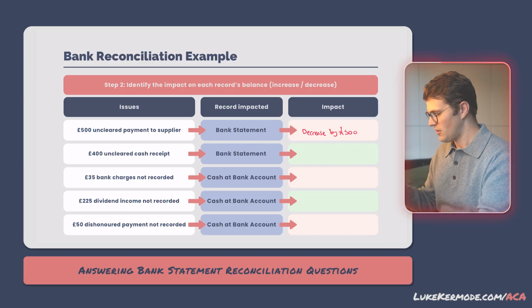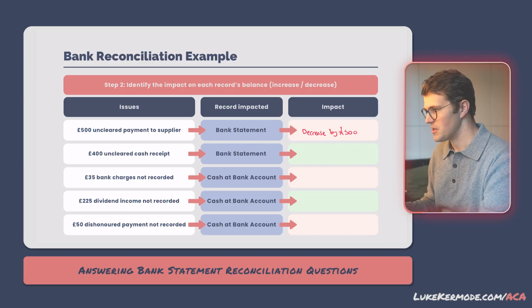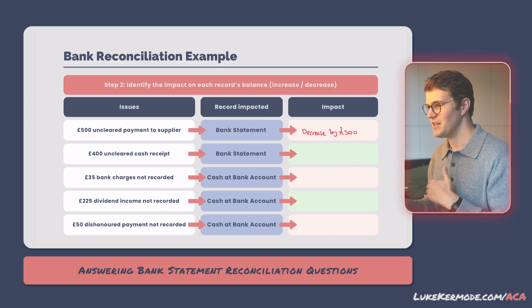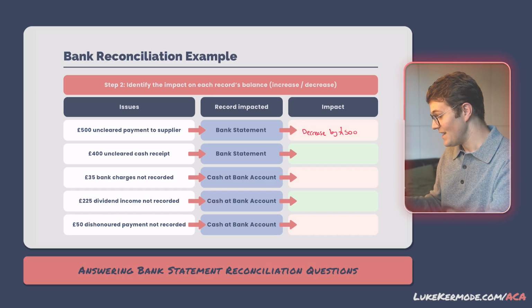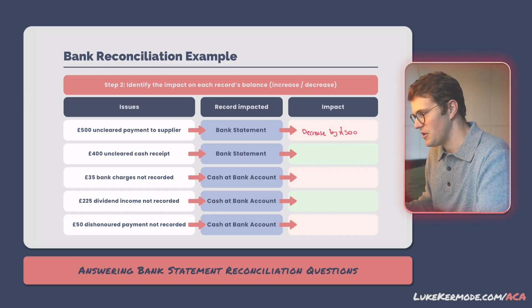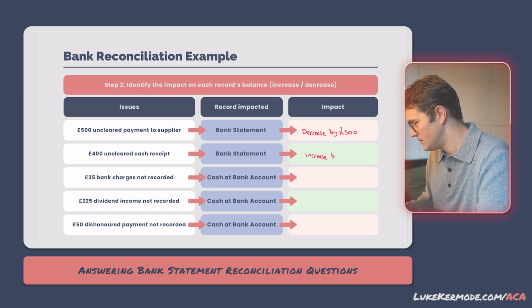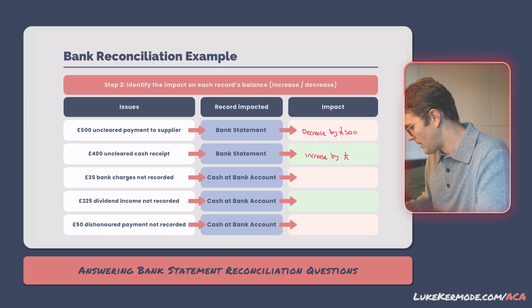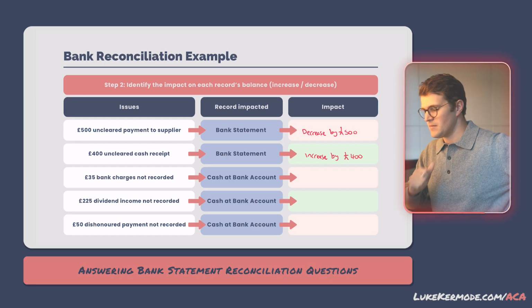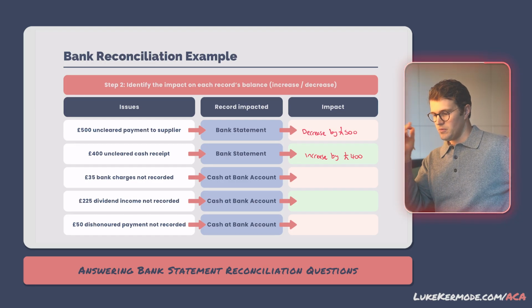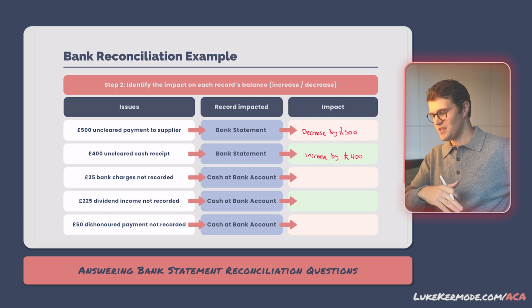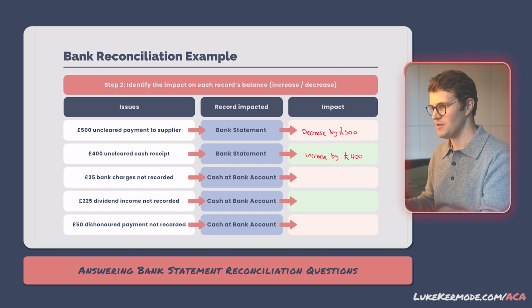Second, the £400 customer receipt is also sitting in the books but hasn't yet been cleared by the bank. So when it is cleared by the bank, it's going to appear as a £400 increase in the bank statement balance. So uncleared payments will decrease the bank statement balance. Uncleared receipts will increase the bank statement balance.